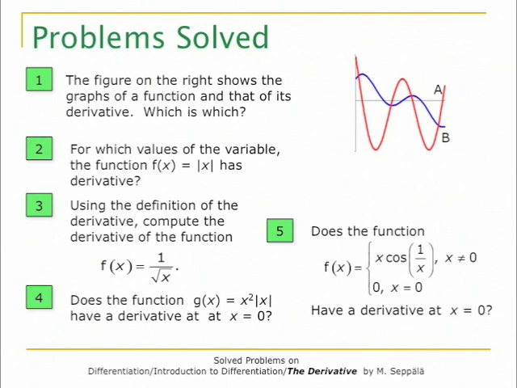And in the fifth and last problem, the same question for the function f of x, which is defined by setting f of x equals x times cosine of 1 over x when x is different from 0, and 0 when x is 0. Does this function have a derivative at x equals 0?